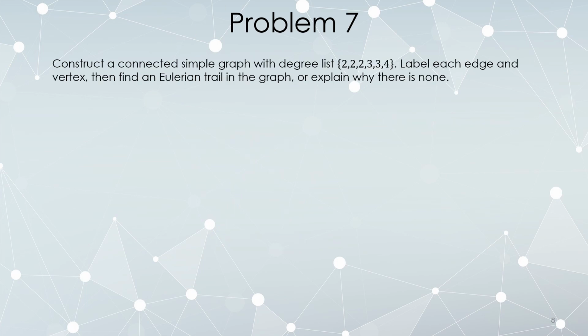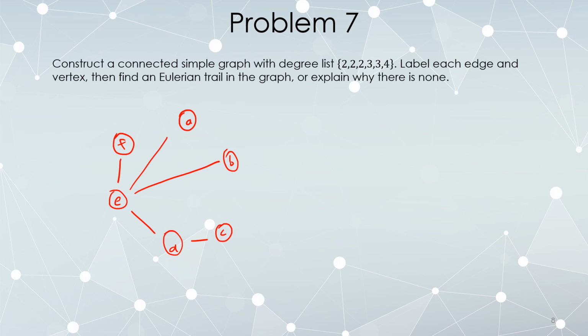All right, same. We got 6 vertices, A, B, C, D, E, F. Degree list 2, 2, 2, 3, 3, 4. I've been doing a lot of graphs where I just start by making the wheel arrangement on the outside, so let's not. Let's start off with something like this. Okay, this already has degree 4, which is the largest degree I want, so we'll stop adding stuff to vertex E.